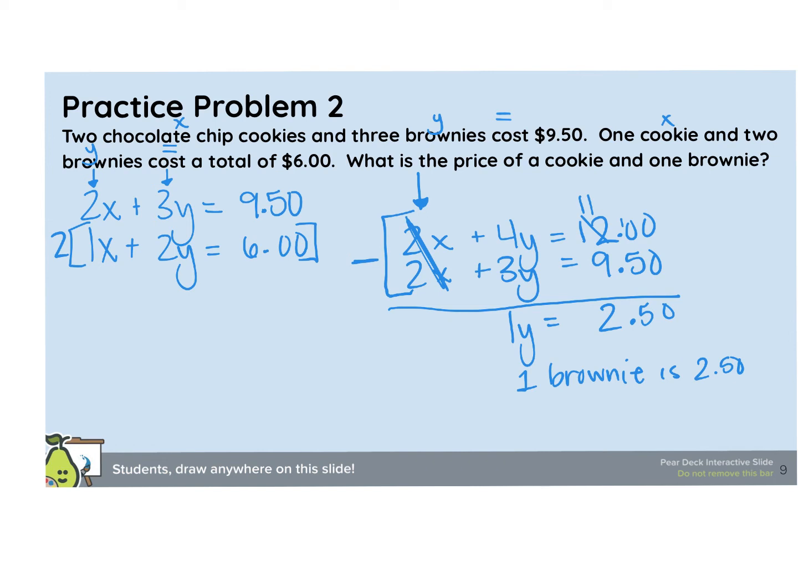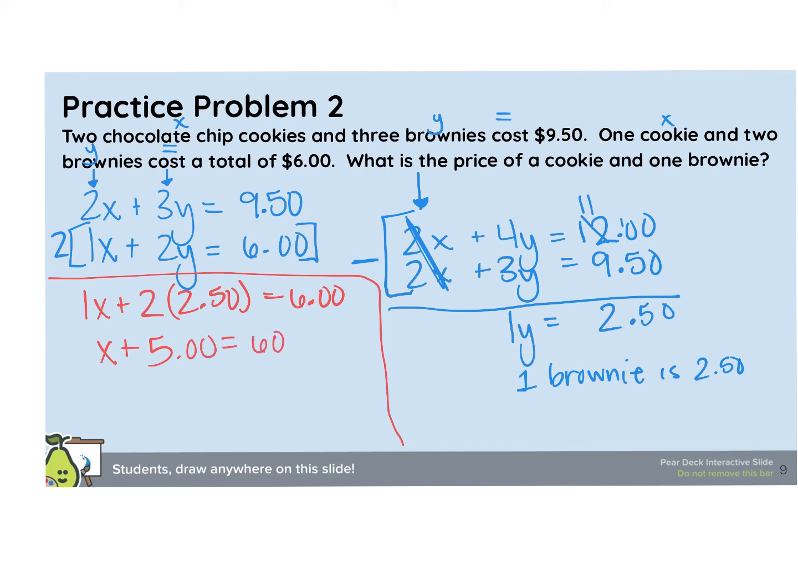Now I need to figure out the cost of the cookies. I like the second equation. So 1X plus 2, instead of Y, I'm putting 2.50 equals $6. So X plus, I know that 2.50 twice is $5. So if I subtract $5 on both sides, X is $1. And X is 1 cookie.